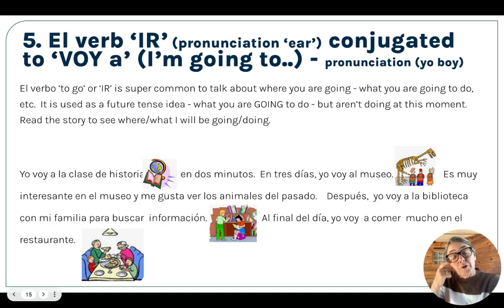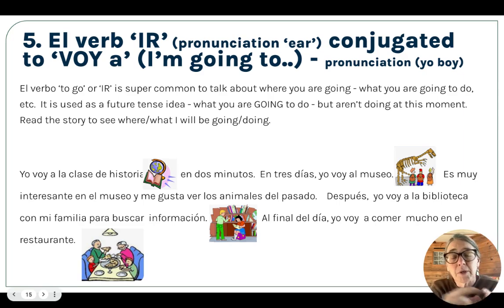Next is the verb ir. Numero 5 of our 7 super siete, right, is ir. It sounds like ear, and it's conjugated to boy, like boy versus girl. So it's a b sound. So the V is a B sound in Spanish. So its pronunciation is yo voy.